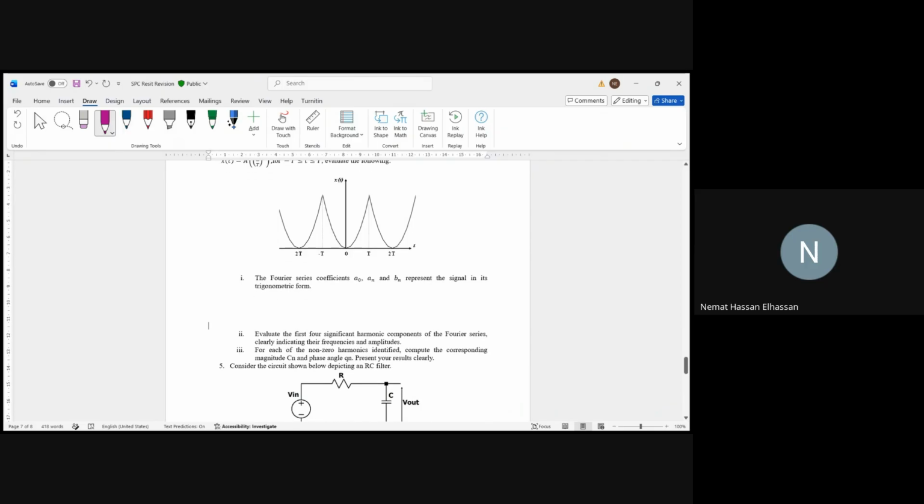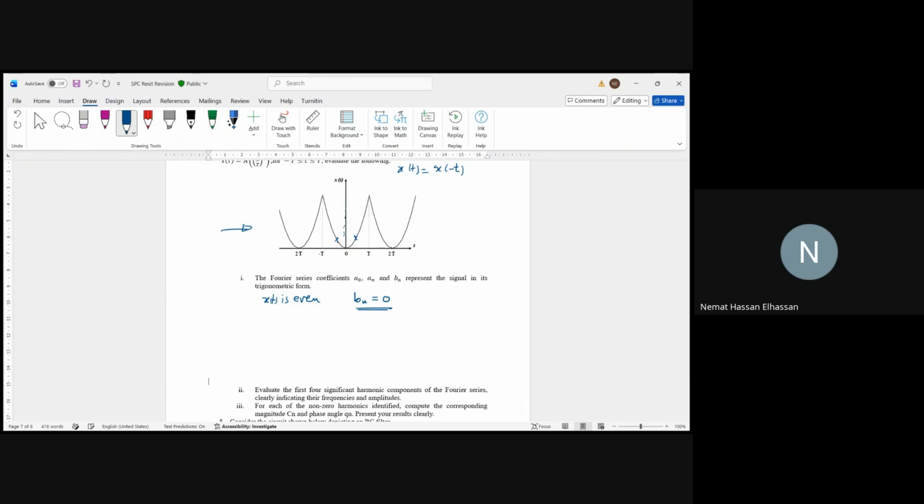Now, if you look here at a0, an, bn, let's first start looking at the function. If you look at the function, you'll notice that it is mirrored about the vertical axis. So whatever is happening here is here. Or in other words, x of t is equal to x of negative t, which means that x of t is even. And if the function is even, we can directly say that bn will be equal to 0 without any evaluation. So that means all I have to do is find a0 and an.